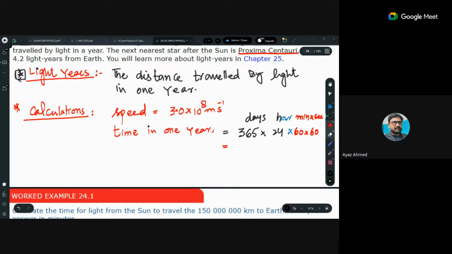इतनी बड़ी वैल्यू मैं लिख नहीं पाऊंगा. मैं आज जस्ट 3 डिजिट्स लिखूंगा और इंटू 10 की पावर लिखूंगा. Okay, it's 3.15 into 10 to the power 7. 7 पक्का. Yes. Okay, this is the time. It is the time in seconds. ठीक है, यानी 32 million seconds almost, you can say.